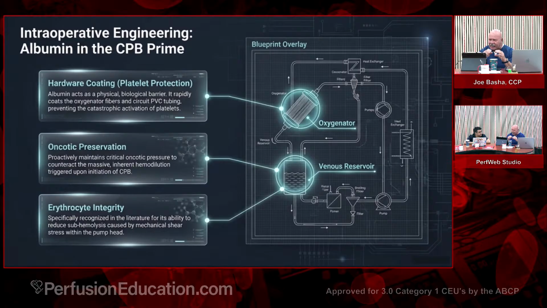I put it in at the very end, and I chase out volume so I have very little left, and then I recirculate it within the oxygenator and the centrifugal pump, because those are going to be the two areas with the highest surface area of foreign contact, is what I'm trying to say. Minimize. So it coats things, helps to protect with platelet adhesion, oncotic preservation, and erythrocyte integrity.